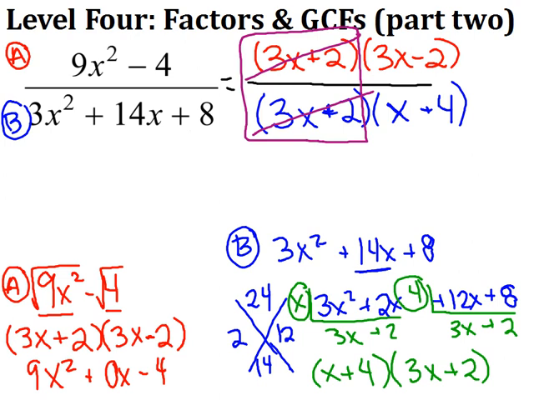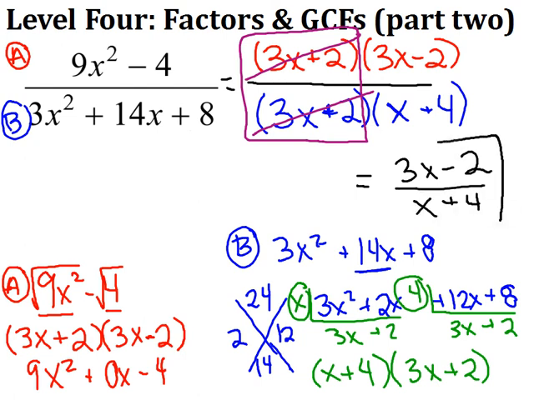So our final solution would be 3x minus 2 over x plus 4. And we are done.